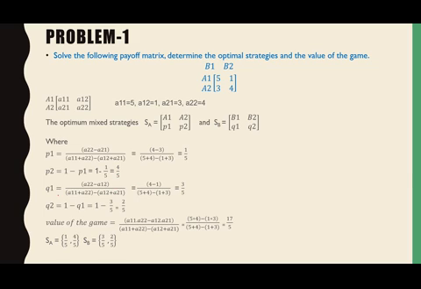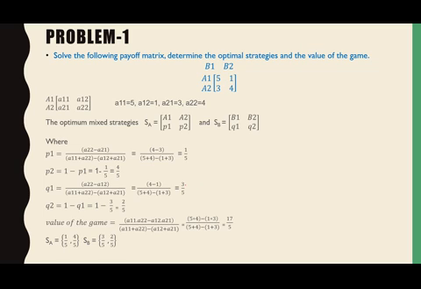Now look at optimal strategies for Q, that is for player B. It will be Q1 and Q2. So compute Q1. It is A22 minus A12, last column, divided by the sum of the principal diagonal A11 plus A22 minus A12 plus A21. So it will be 4 minus 1 divided by 5 plus 4 minus 1 plus 3.